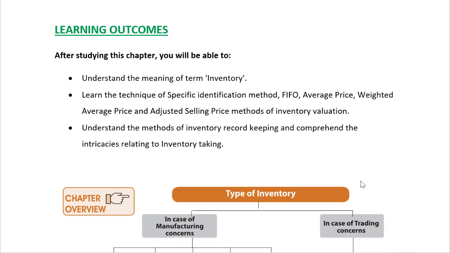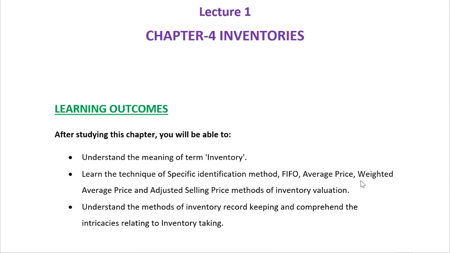Let us see the learning objectives of this chapter, what we are going to learn. After studying this chapter, you will be able to understand the meaning of the term inventory. Learn the techniques of specific identification method, FIFO method, first in, first out, average priced method, weighted average method, and adjusted selling price methods of inventory valuation. We'll try to understand the methods of inventory record keeping and comprehend the intricacies relating to inventory taking.